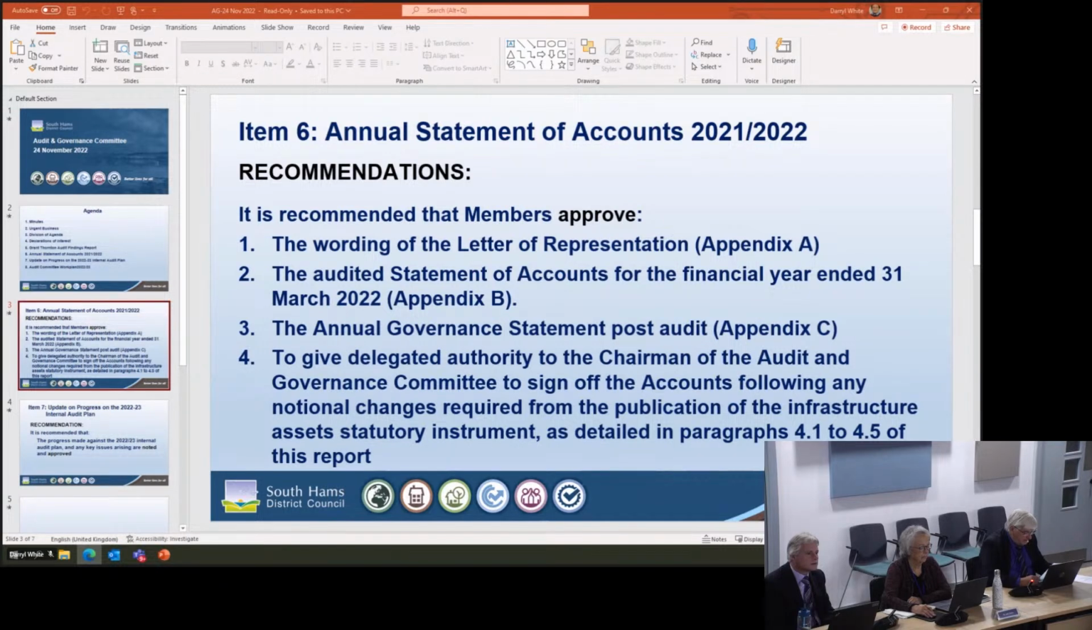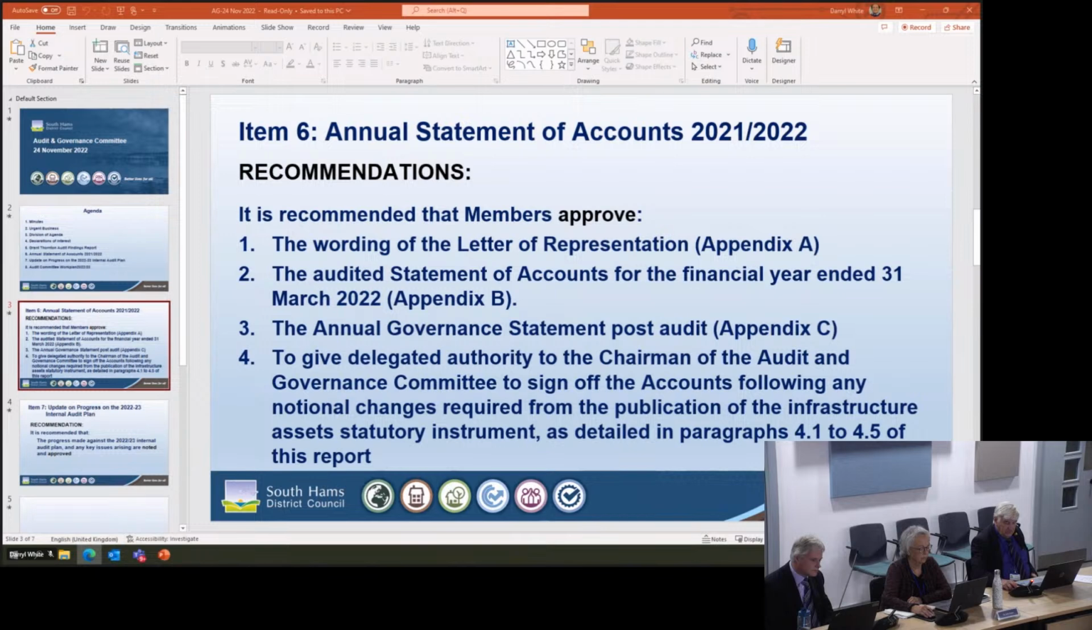Finally, the annual governance statement, that is at Appendix C, confirms that the Council has carried out a self-assessment of the extent to which it complies with the 7 core principles of good governance. Thank you, Chairman. Thank you, Councillor Aston. So members, there are 4 recommendations before the committee. Do members have any questions for Councillor Aston before we move on to the recommendations?